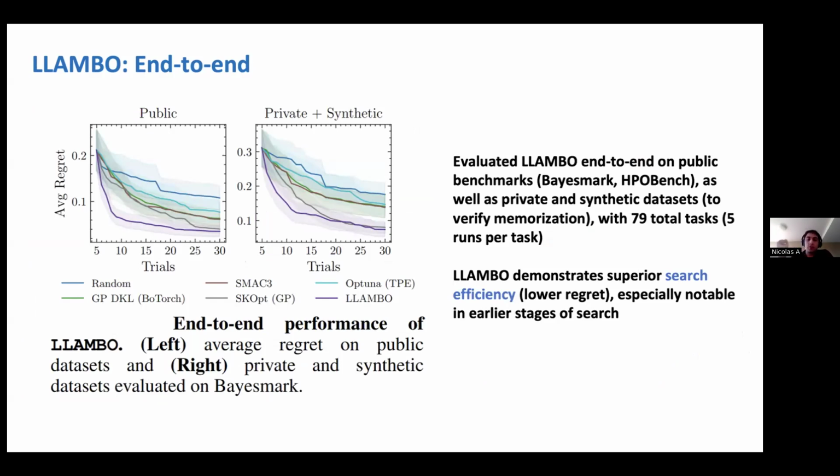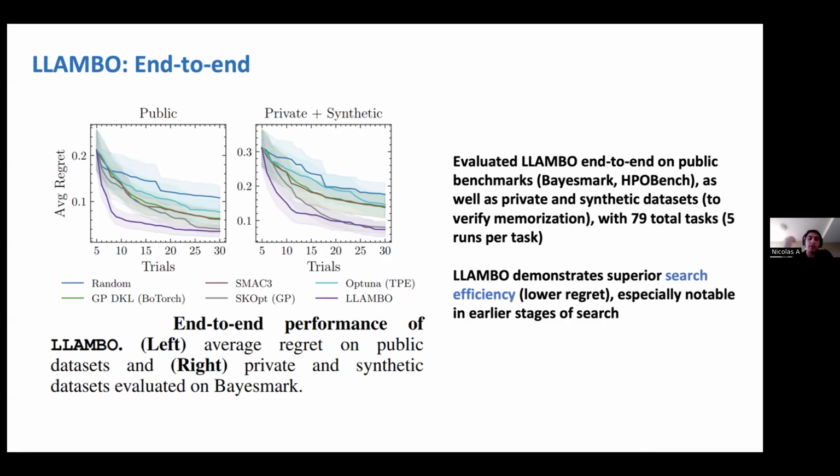But also, when using Bayesmark, we use private and synthetic datasets because we want to make sure that all the findings in the paper are not just pure memorization of the LLM, but are also generalizable to contextual information that it has not seen in the past. So we run this method for a total of 79 tasks, and we use 5 seeds per task.